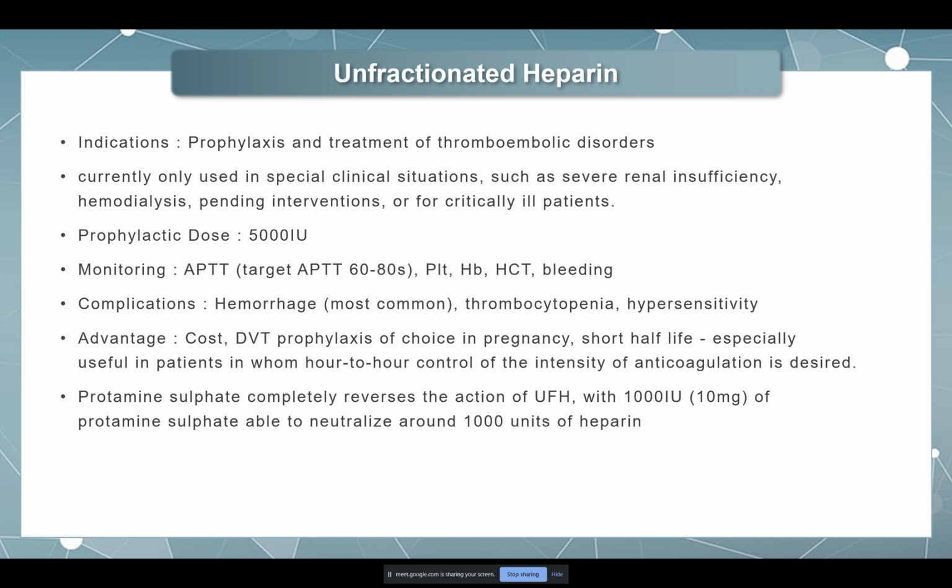So the advantage of unfractionated heparin is the cost, and it is the DVT prophylaxis of choice in pregnancy. Also, its half-life, so it's useful in patients where you want to control the intensity of the anticoagulation. The antidote is protamine sulfate, which Dr. Anas recently shared in our group. It can completely reverse the action of unfractionated heparin. 10 mg of protamine sulfate is able to neutralize around 1,000 units of heparin.